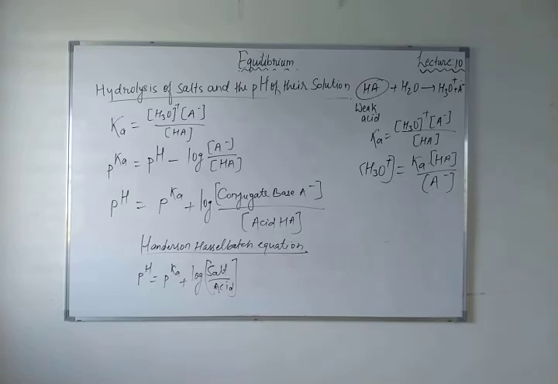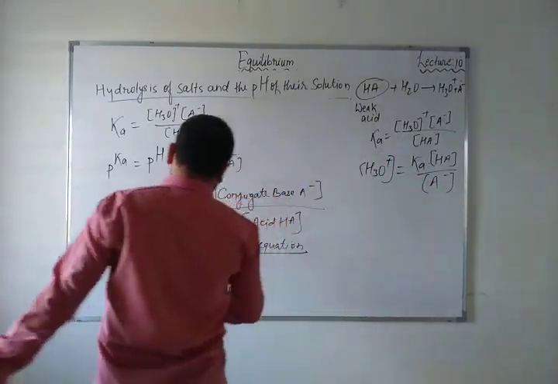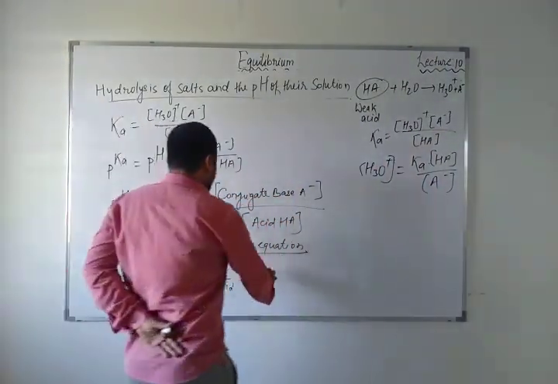pOH, as we have calculated pH, so no need to worry, dear student. Instead of Ka, it will be Kb, and instead of conjugate base there will be conjugate acid upon base, right? So no need to understand it differently, it is the same as pH.